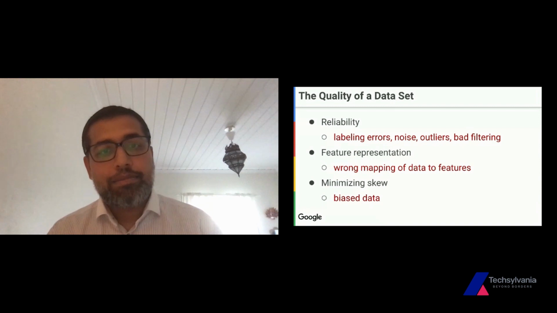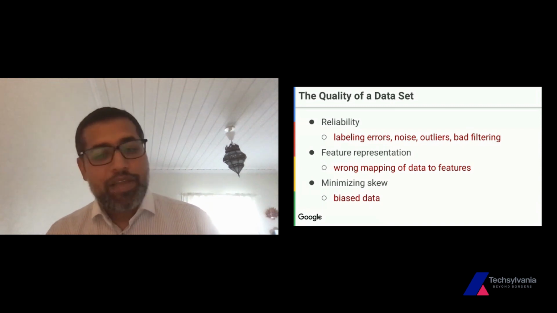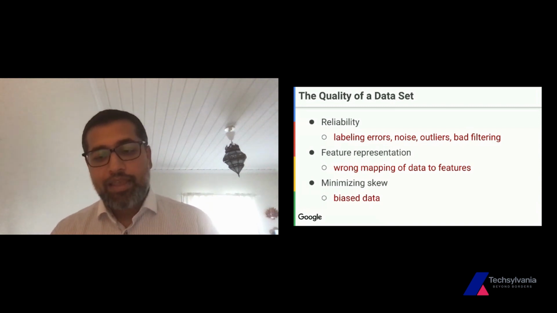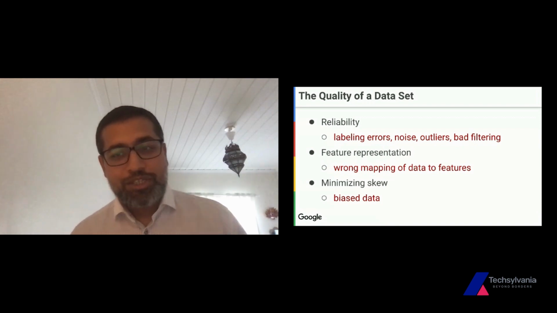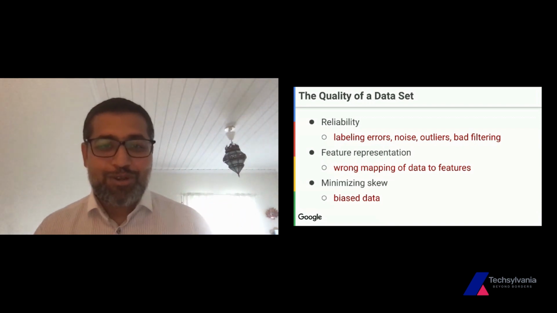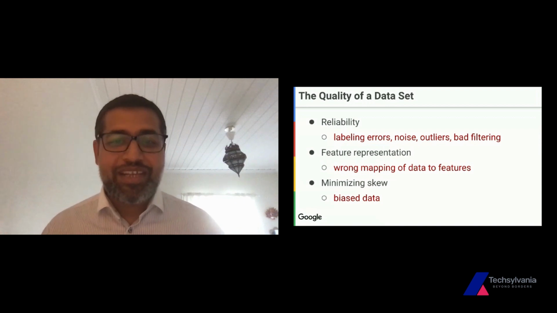And then lastly, minimizing the skew. It's a very overused example, but think about it this way: you are working on a classification problem and you give it 1,000 images of dogs and you only give one image of a cat. Your data is extremely biased.